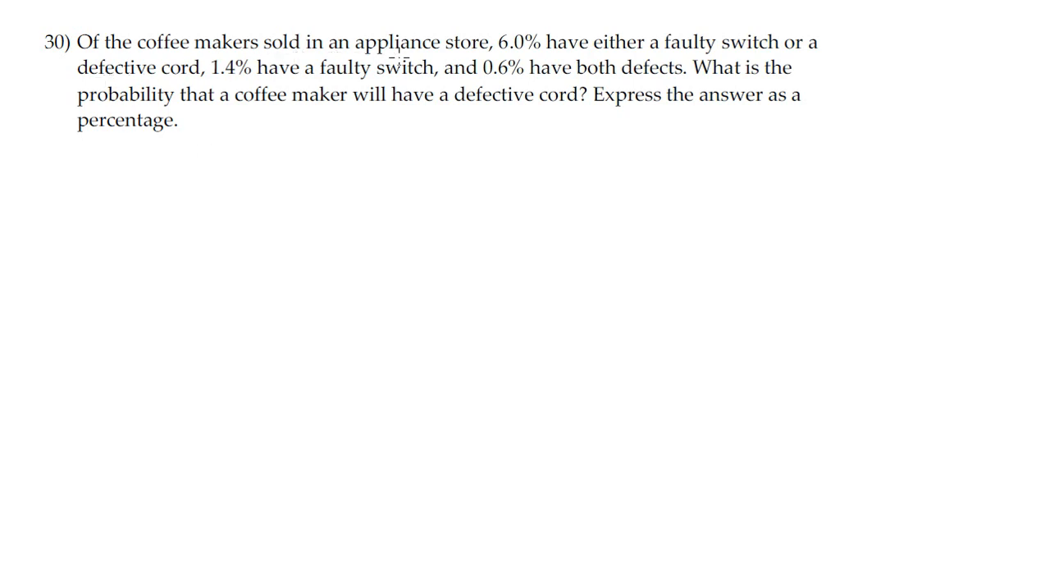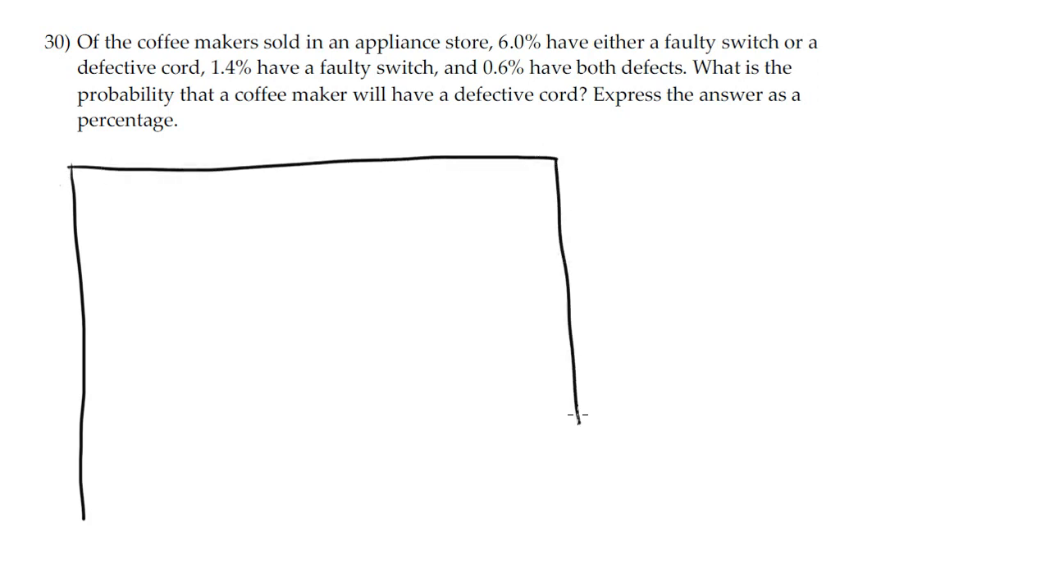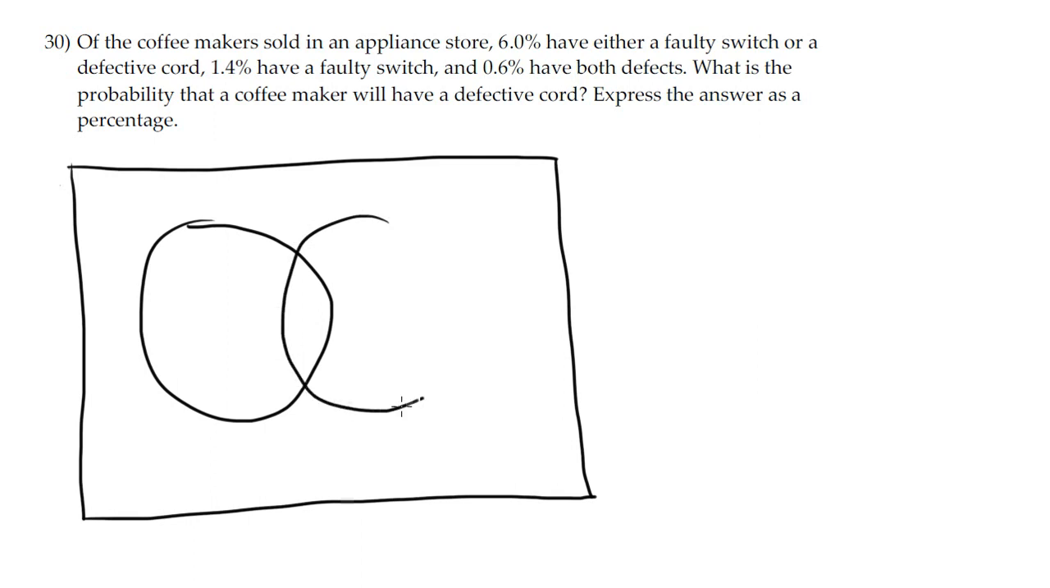Of the coffee makers sold in an appliance store, 6% have either a faulty switch or a defective cord, 1.4% have a faulty switch, and 0.6% have both defects. This just feels like a Venn diagram problem. So I'll use the Venn diagram to set this thing up. I'll do this in a second way as well.